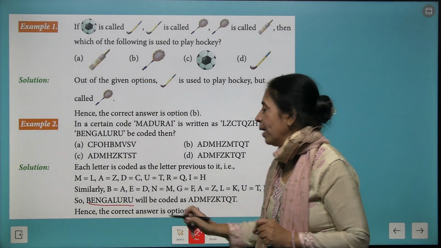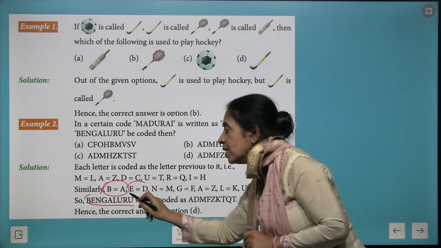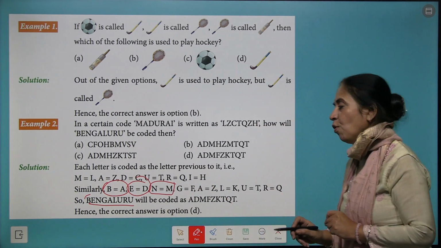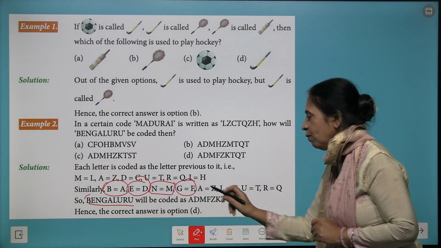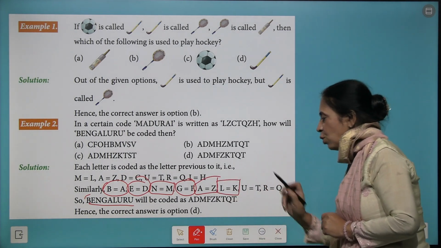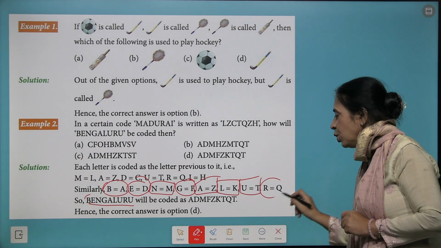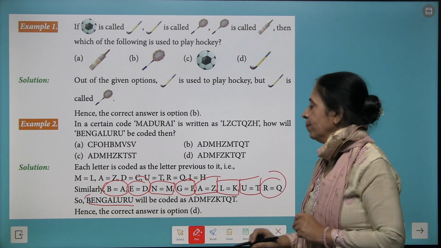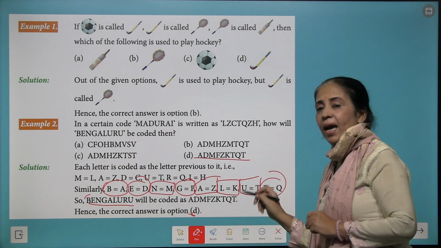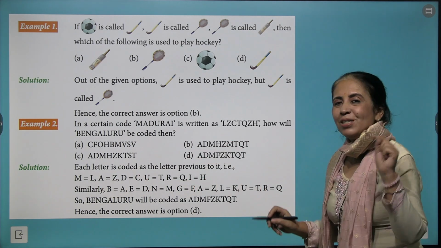So when you have to write Bangalore, you will write A in place of B, D takes the place of E. Similarly, N is written at place of N, F in place of G, Z takes the place of A, K takes the place of L, and we write T instead of U, and Q overwrites R. That means we get A, D, M, F, Z, K, T, Q, T, and D becomes your right option.